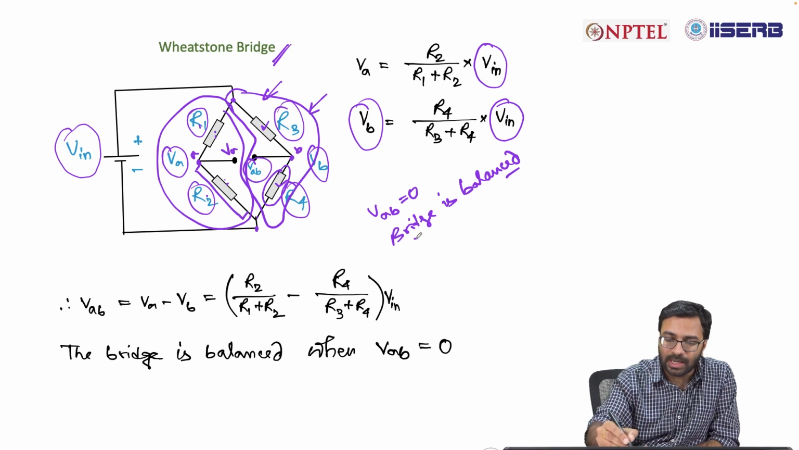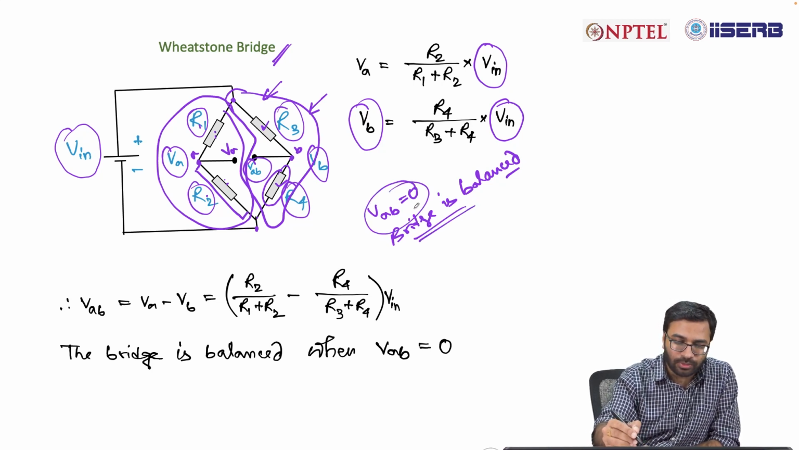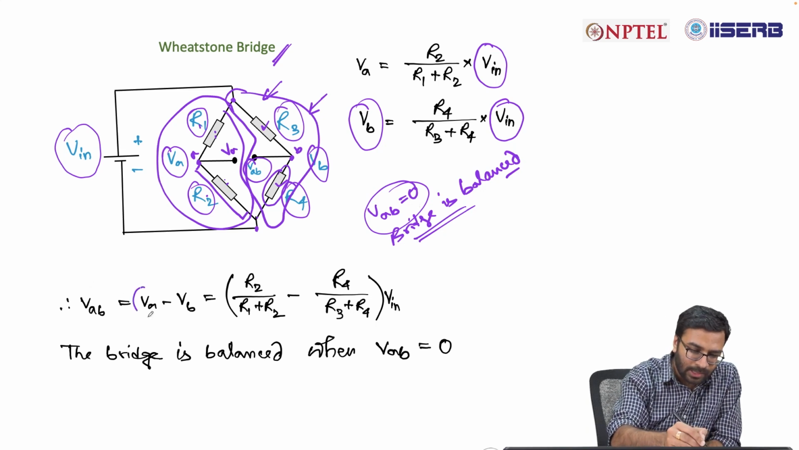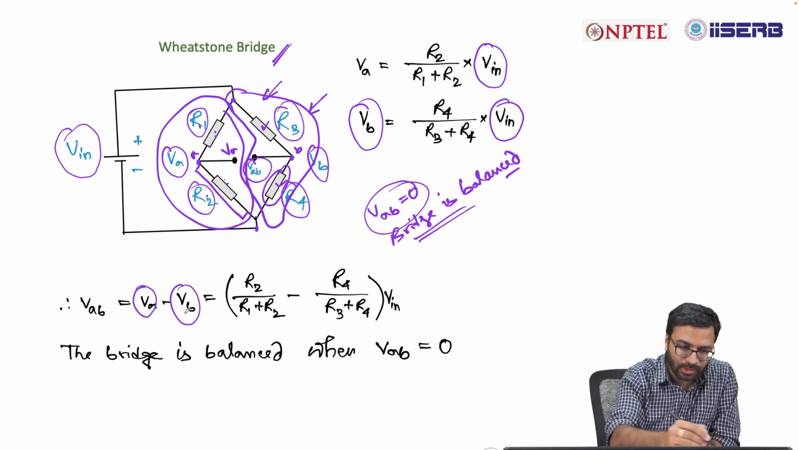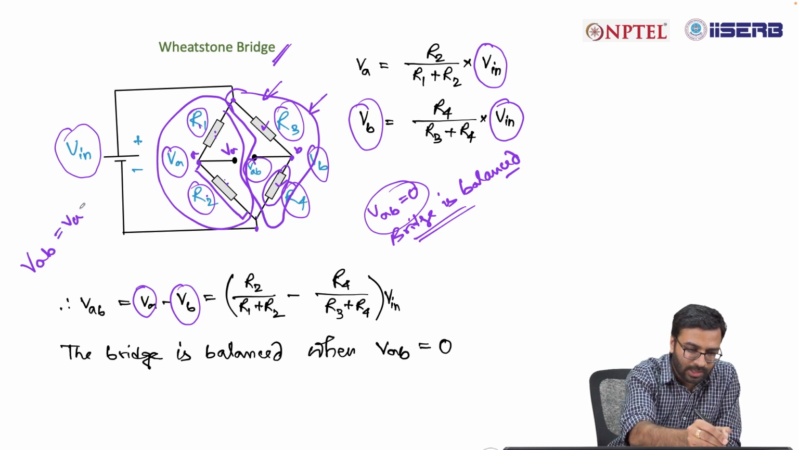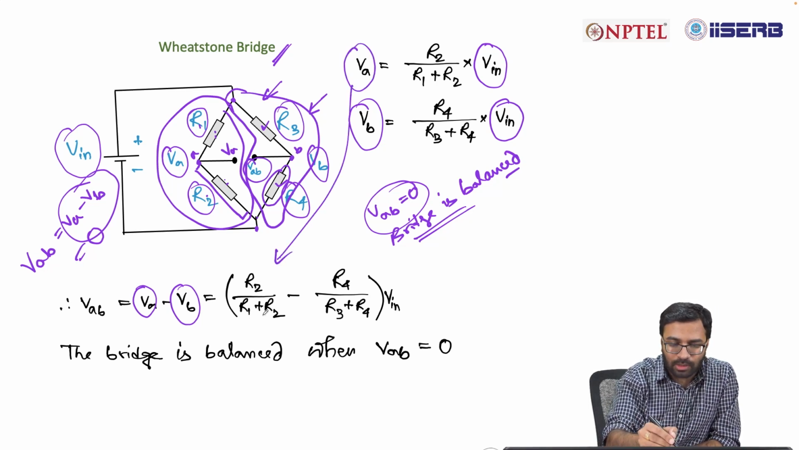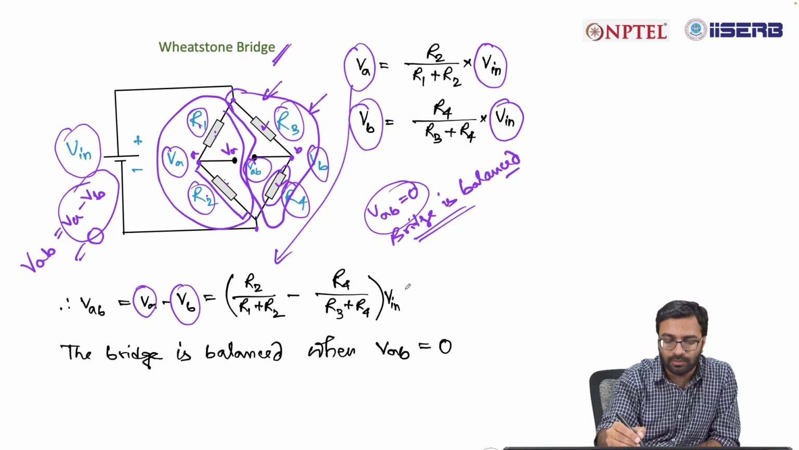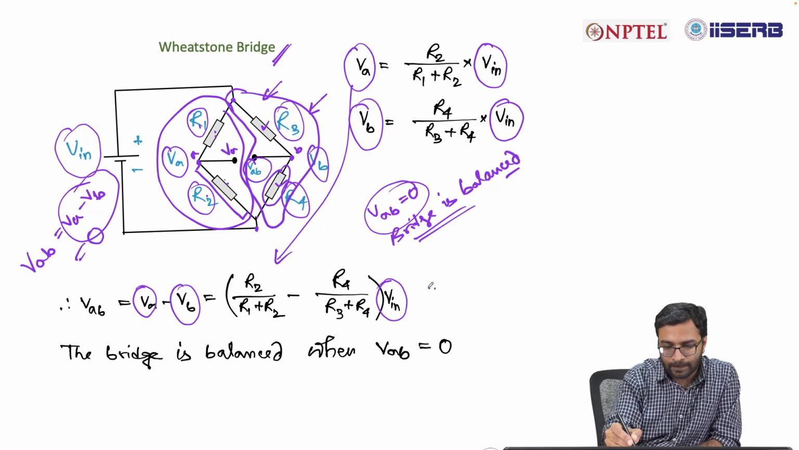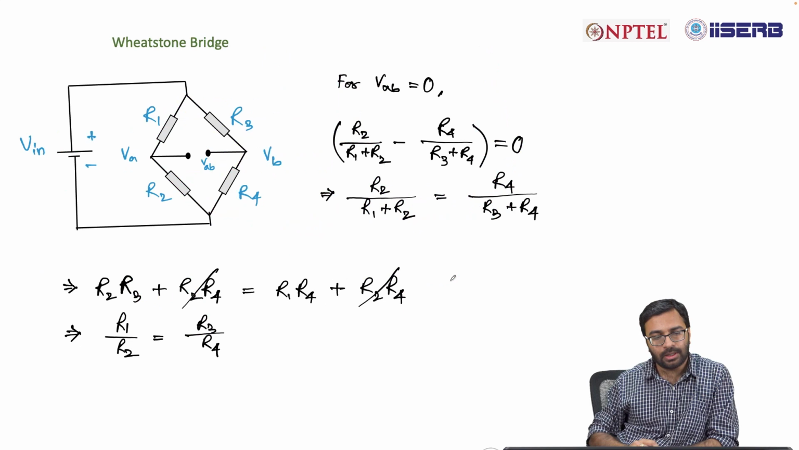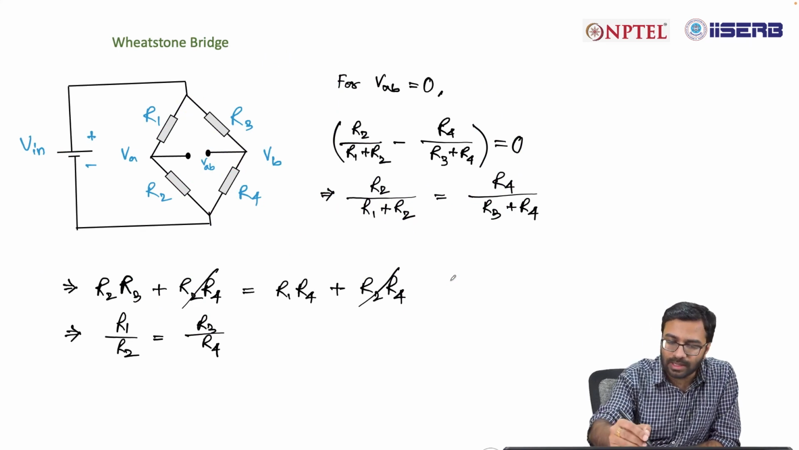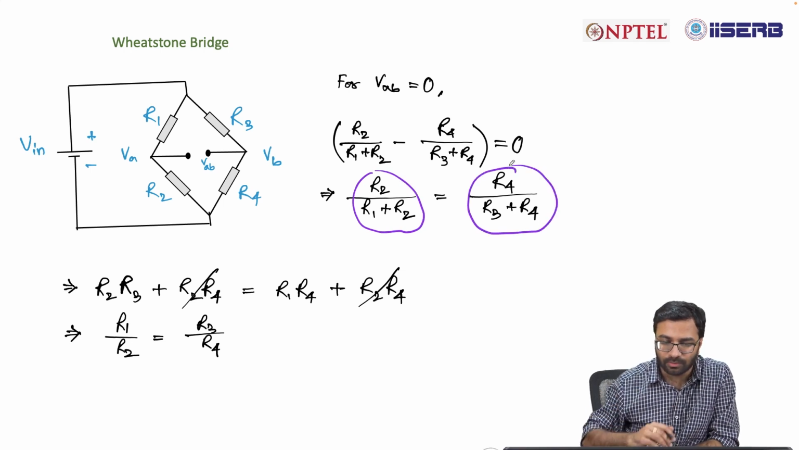Now if your bridge is balanced, then your VAB is equal to 0. That means VA minus VB is equal to 0, because VAB is equal to VA minus VB. Now put the value of VA and VB here. Then you will find R2 divided by R1 plus R2 minus R4 divided by R3 plus R4, whole into Vin, is equal to 0. Now if you do this calculation, you will find that R2 divided by R1 plus R2 is equal to R4 divided by R3 plus R4.